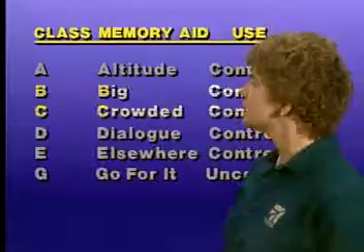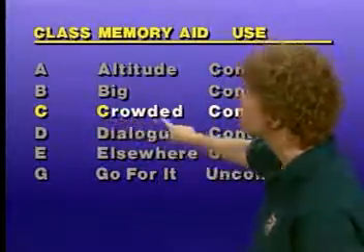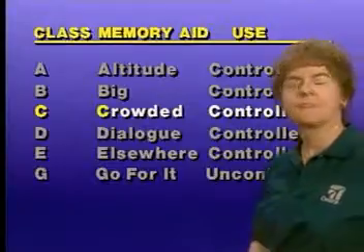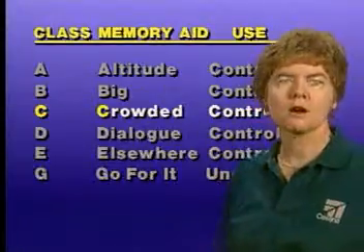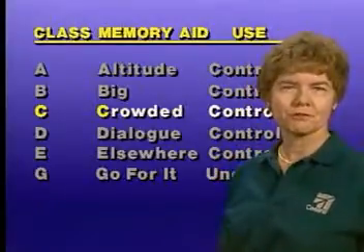Now, when you see Class C or Charlie airspace, think crowded or congested. That's where they give you radar help sequencing you to the airport, and you have to talk to approach control.